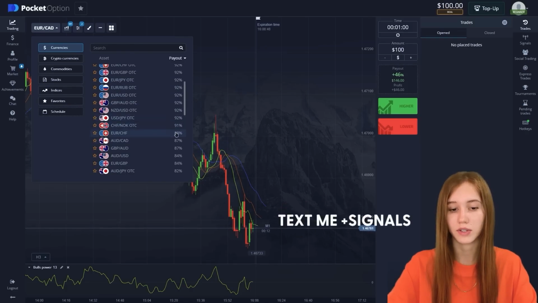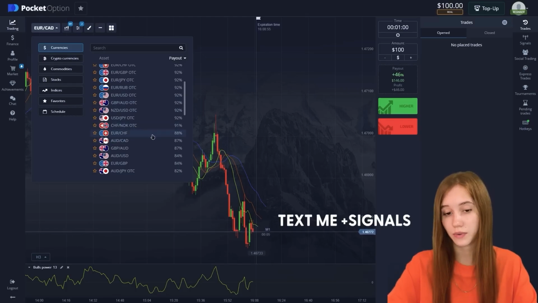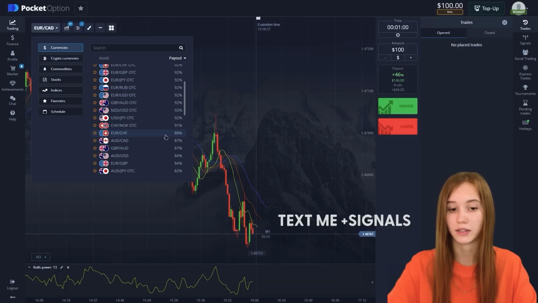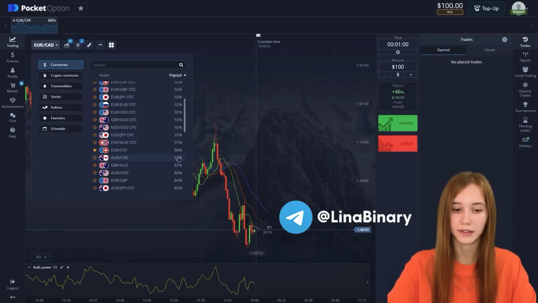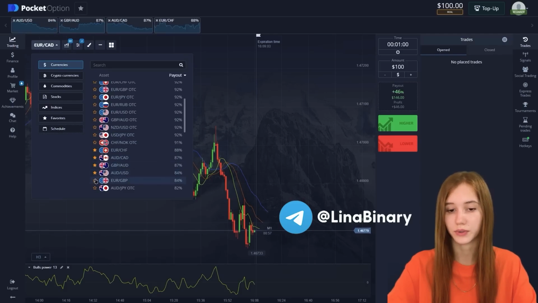This means the percentage of payouts. So we open a deal for $100. If the deal goes through, we are in the black by $88. I advise you to choose above 70%. And let's highlight the first few.